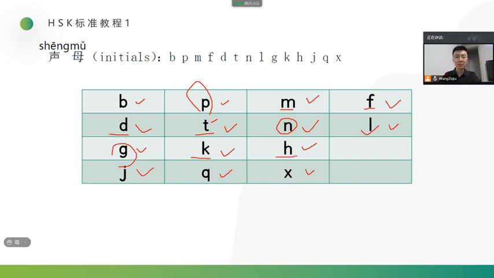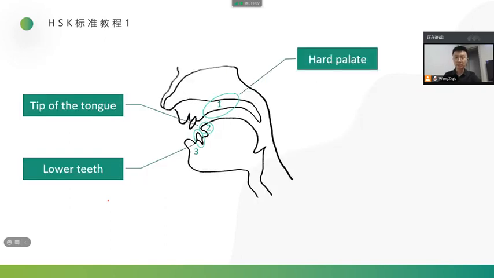This one, H. You don't need to use your tongue to block the airflow. Okay, the most difficult ones are Ji, Qi, and Xi. Now let's look at how to pronounce them.